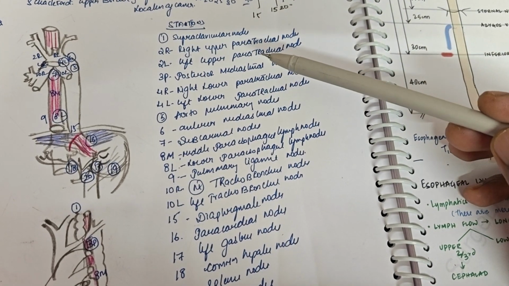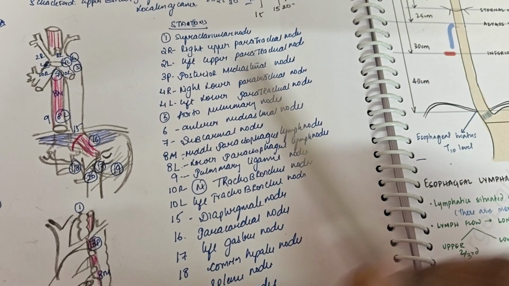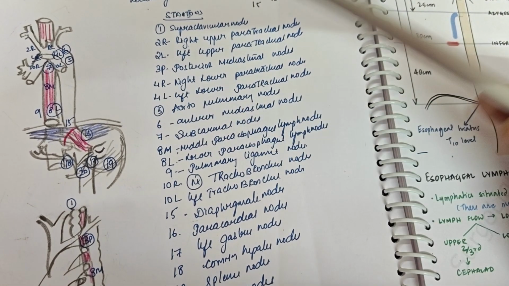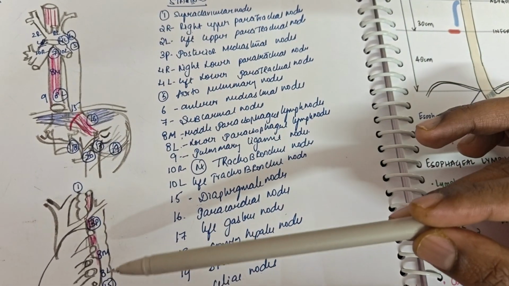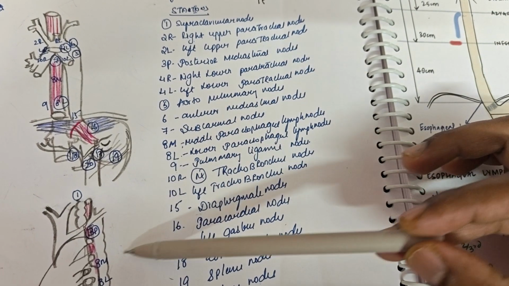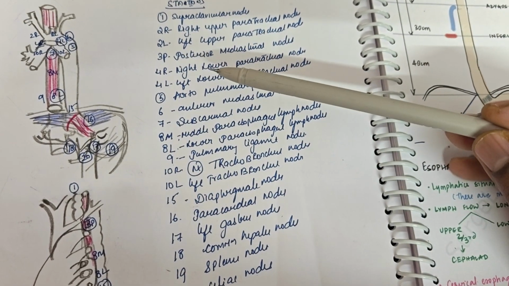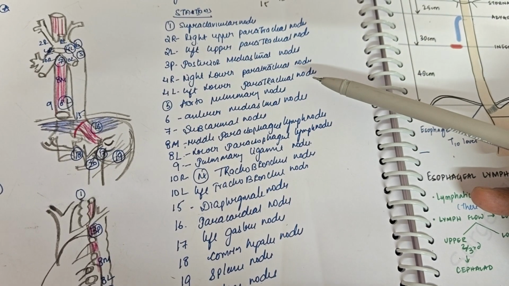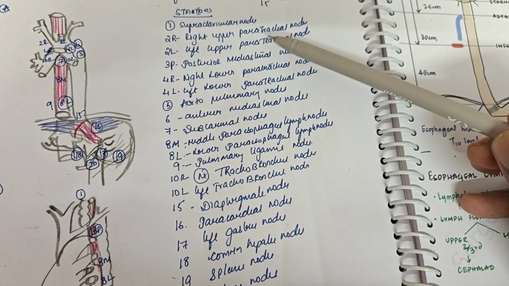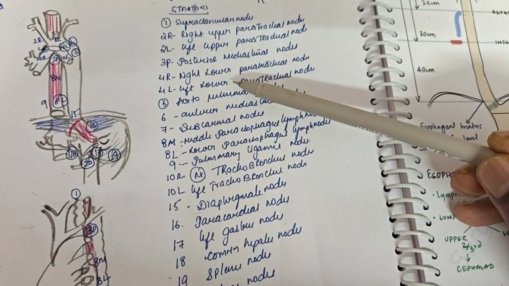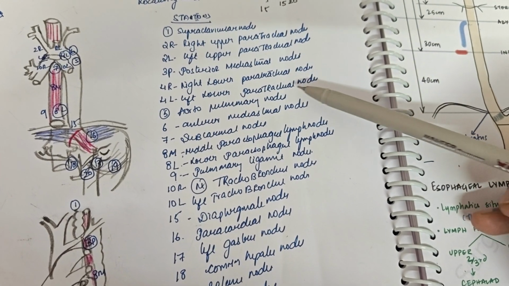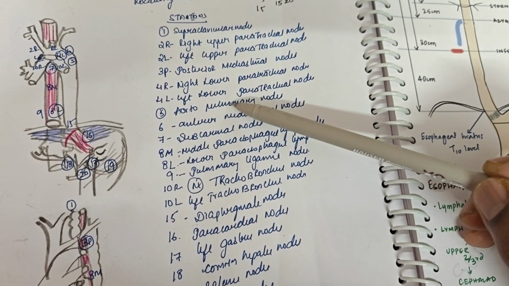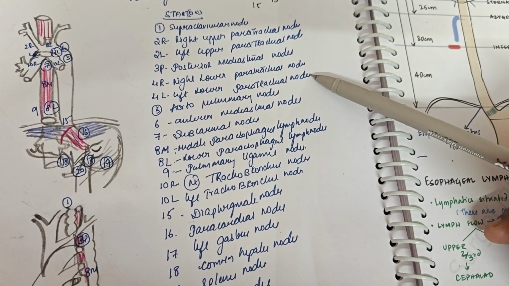The second is 2R, the right upper paratracheal node. 2L is the left upper paratracheal node. Next is 3P, the posterior mediastinal node. 4R is the right lower paratracheal node. So 2R is the right upper paratracheal node, 4R is the right lower paratracheal node, 2L is the left upper paratracheal node, and 4L is the left lower paratracheal node.